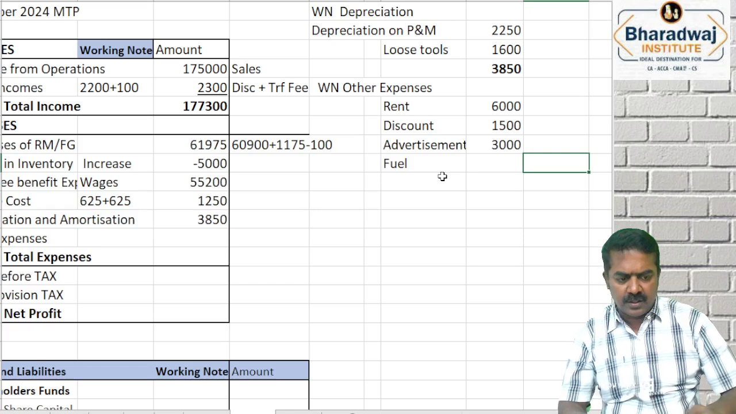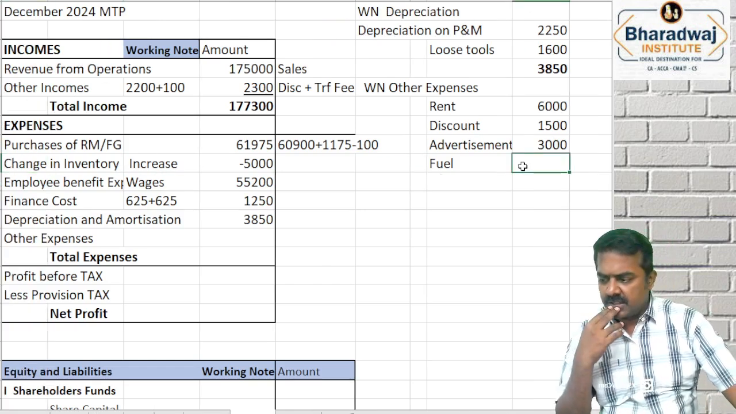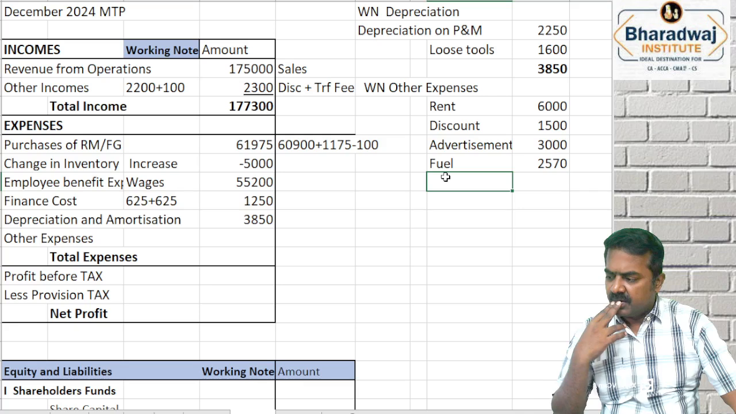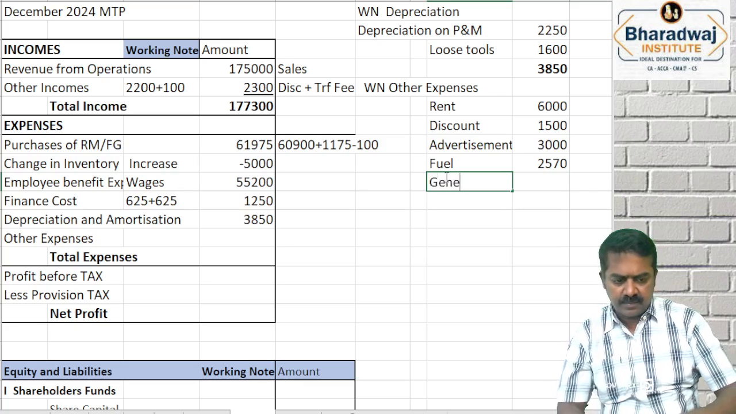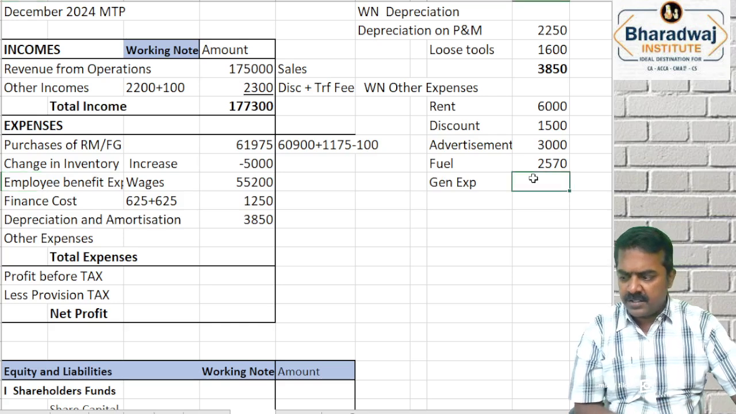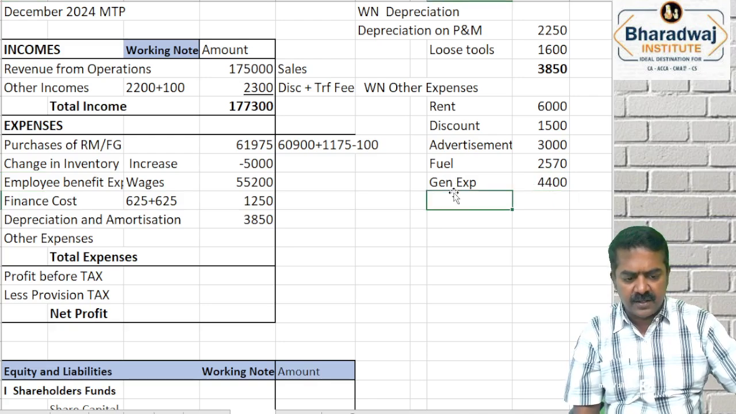Fuel charges will come. What is the fuel charges? 2570. Then general expenses. How much general expenses? Please take it up along with me. Don't wait. 4,400 general expenses.